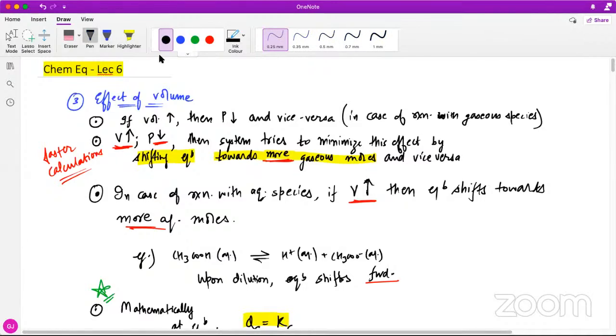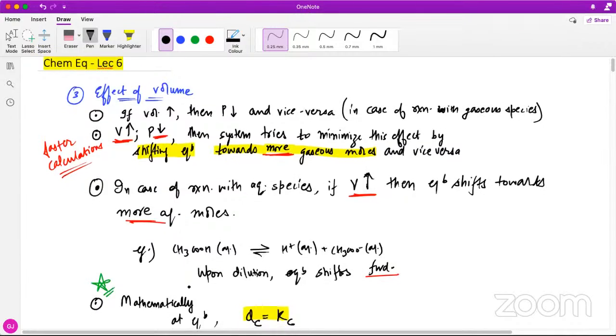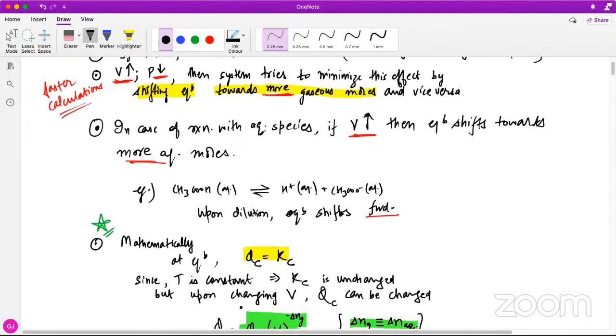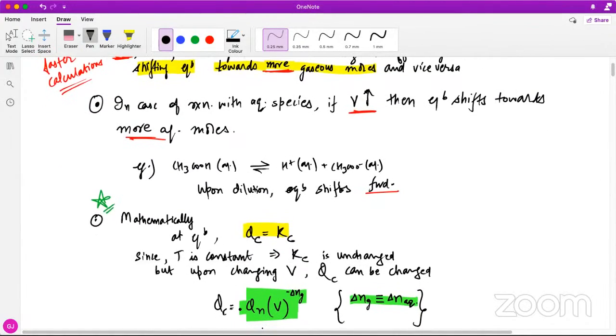So for that, the mathematical method, the numerical method, is also important. Now, last class I gave you the mathematical way to explain the impact of pressure, in which I asked you to focus upon Qp. Why did I ask you to focus upon Qp? Because pressure appears in the expression of Qp. Here I would want you to focus on Qc, because volume appears in the expression of Qc. Right?